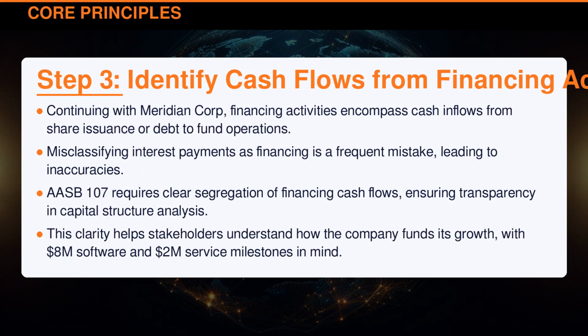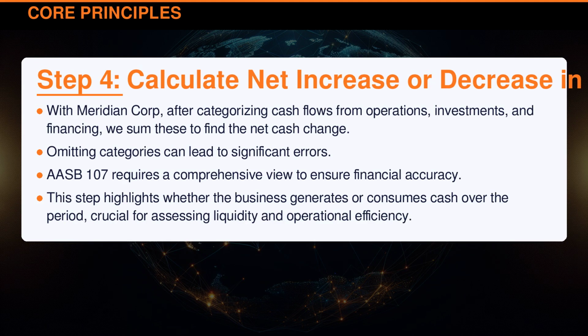Continuing with Meridian Corporation, financing activities encompass cash inflows from share issuance or debt to fund operations. Misclassifying interest payments as financing is a frequent mistake, leading to inaccuracies. AASB 107 requires clear segregation of financing cash flows, ensuring transparency in capital structure analysis. This clarity helps stakeholders understand how the company funds its growth, with $8 million software and $2 million service milestones in mind.